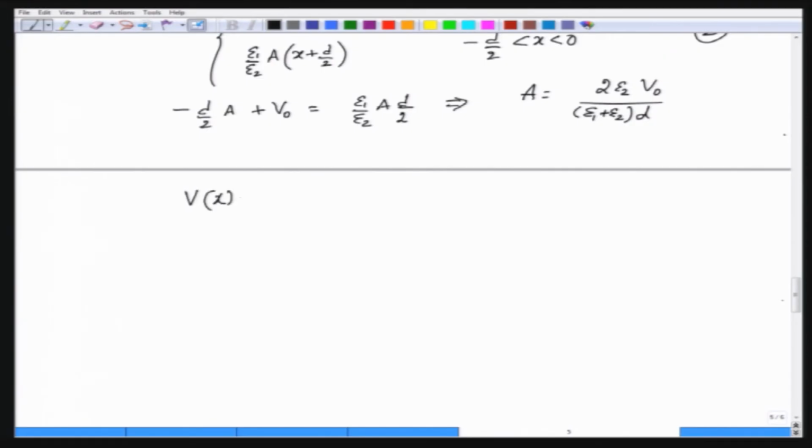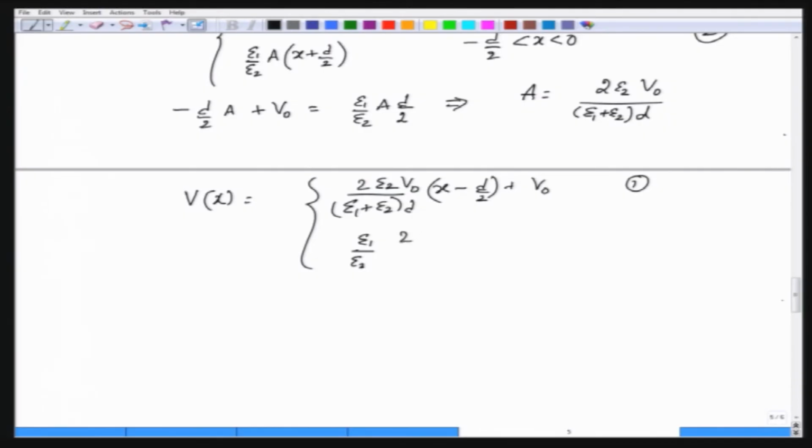So, I have V of x equal to 2 epsilon 2 V 0 by (epsilon 1 plus epsilon 2) into d, times (x minus d by 2), plus V 0 in region 1, and the solution in region 2 is epsilon 1 by epsilon 2 times A times (x plus d by 2).